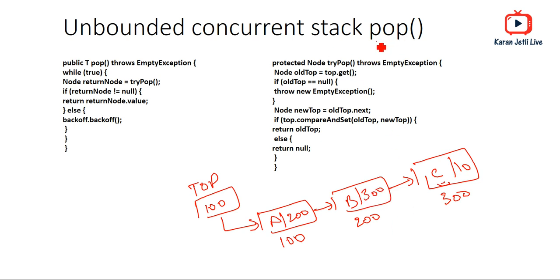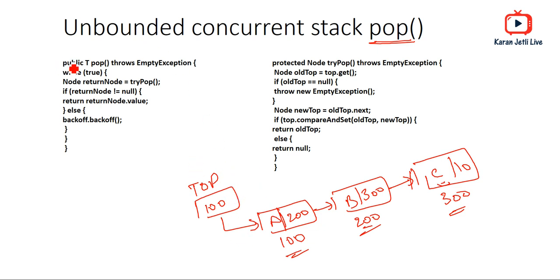Now, the pop operation. Suppose this is our stack. The first element on the top is A, then A is pointing to B, B is pointing to C, and these are their addresses. Now suppose I want to pop.